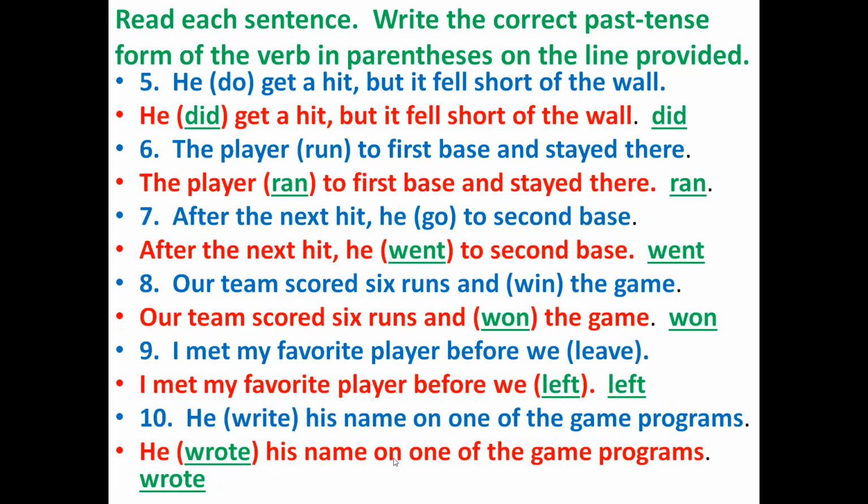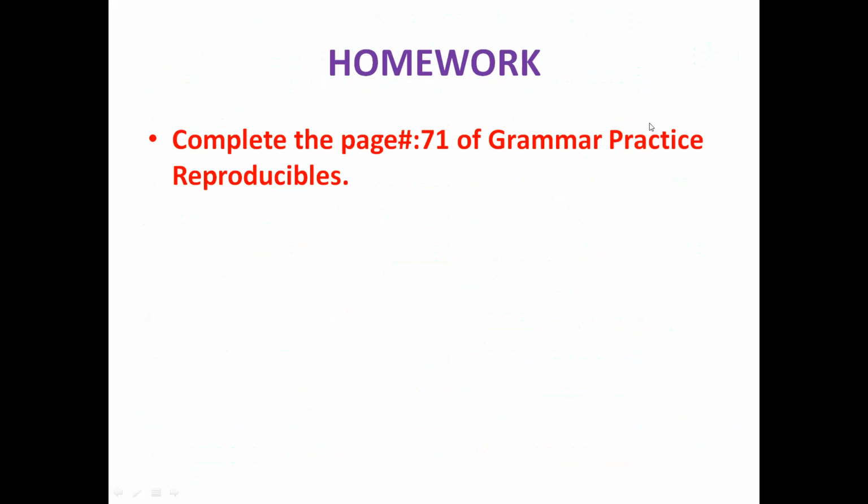Next, he do get a hit, but it fell short of the wall. Do is an irregular verb here. The past tense of do is did. So the answer would be did. He did get a hit, but it fell short of the wall. The answer is did.